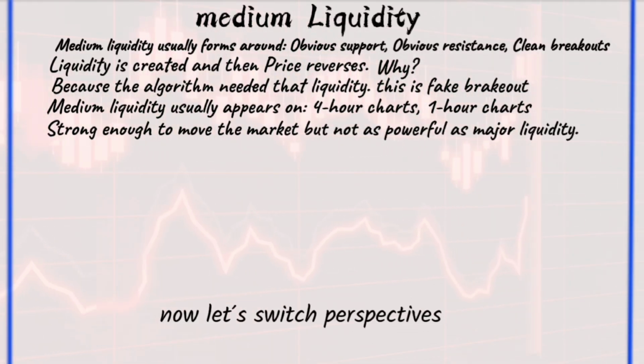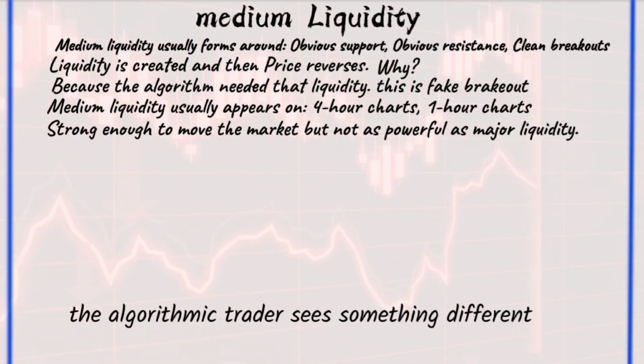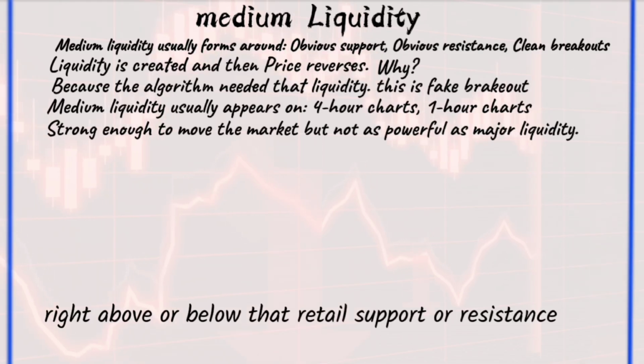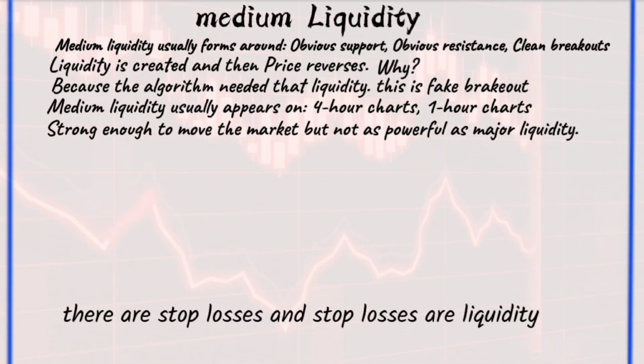The algorithmic trader's view. Now let's switch perspectives. The algorithmic trader sees something different. They say, aha, let's create a beautiful fake breakout. Why? Because right above or below that retail support or resistance, there are stop losses, and stop losses are liquidity.